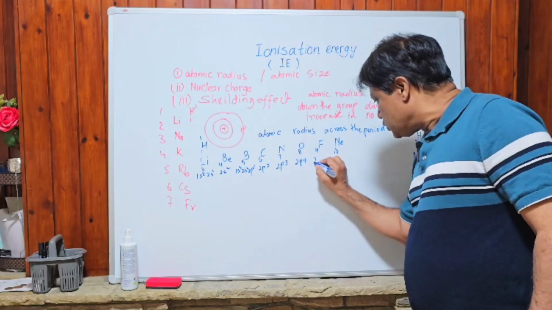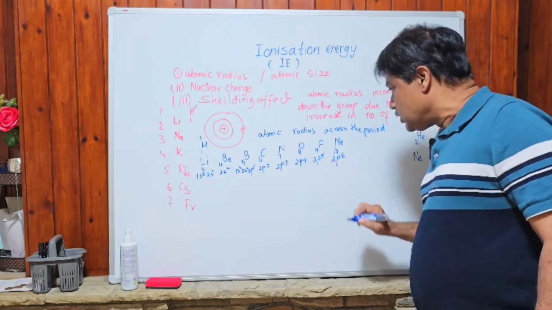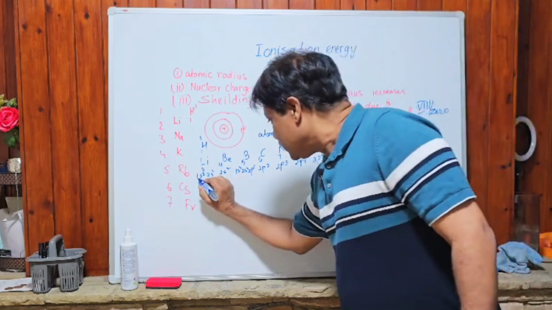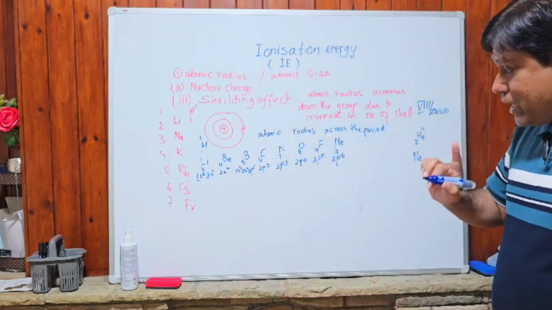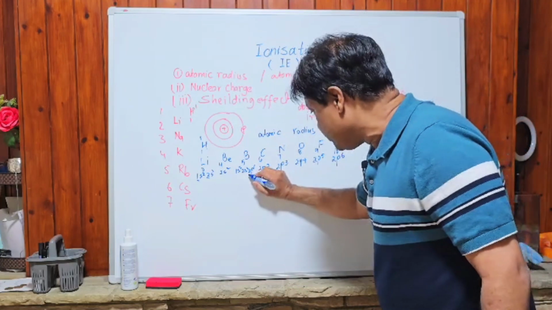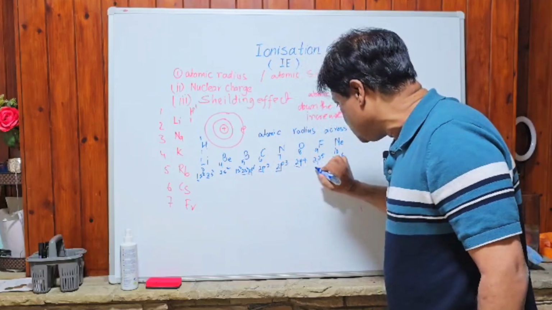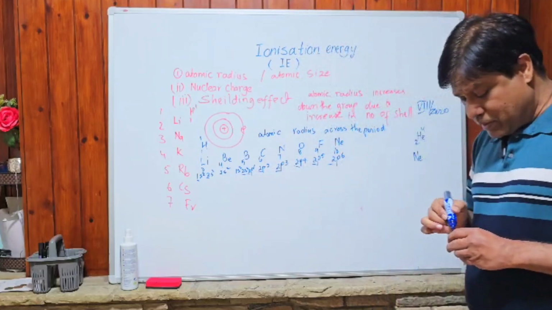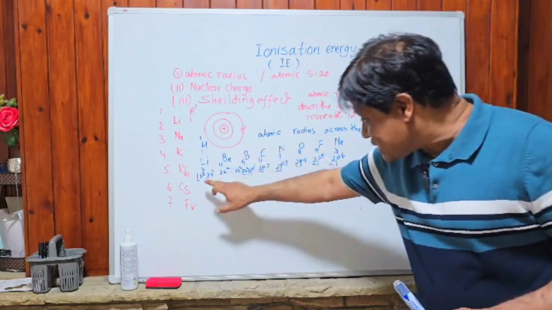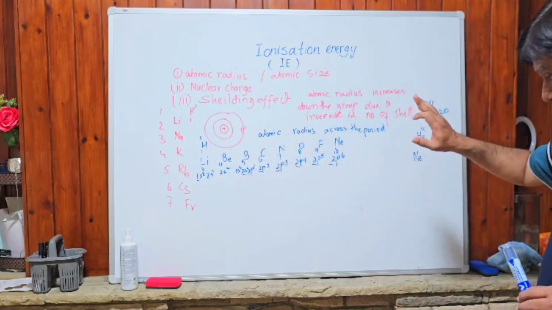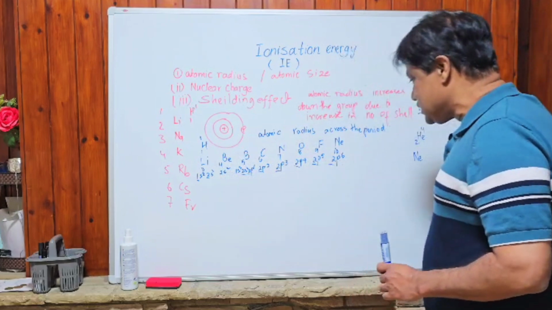2p4, 2p5, 2p6. Look at the number of shells. That's my first energy level. That's the second energy level. Your main energy level is 2. Look, main energy level is 2, 2, 2, 2, 2, 2. But what happened? When we move across the period, size stays the same. There is no increase or decrease in the size.